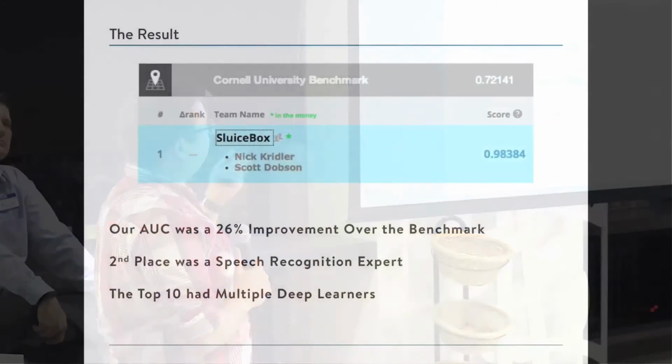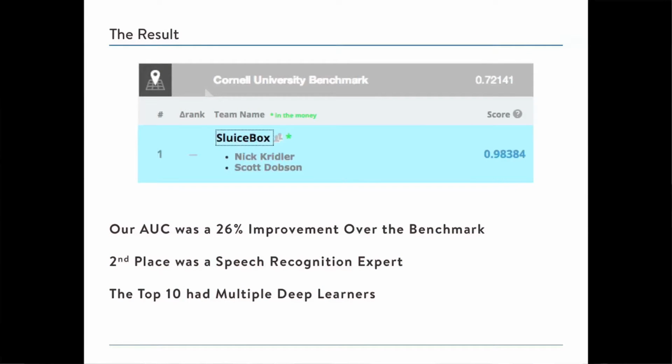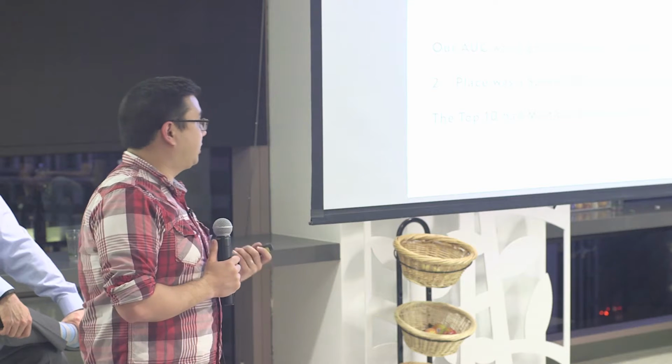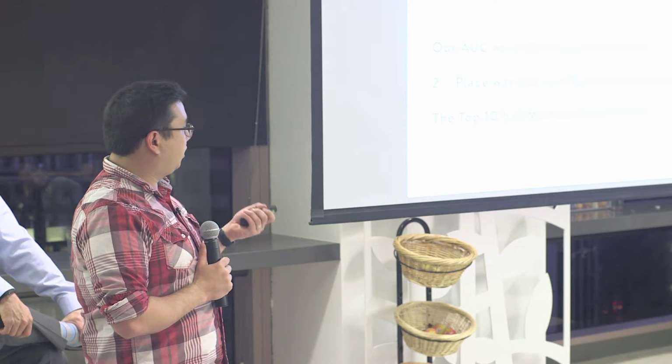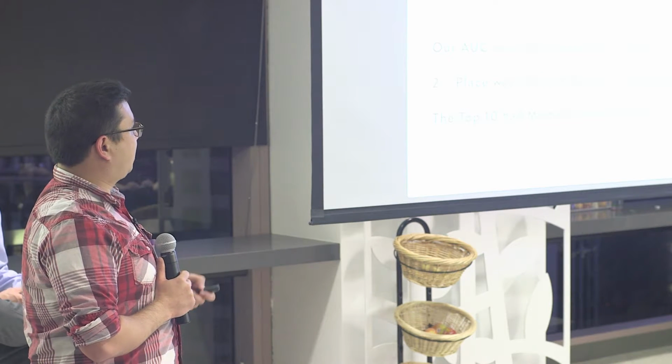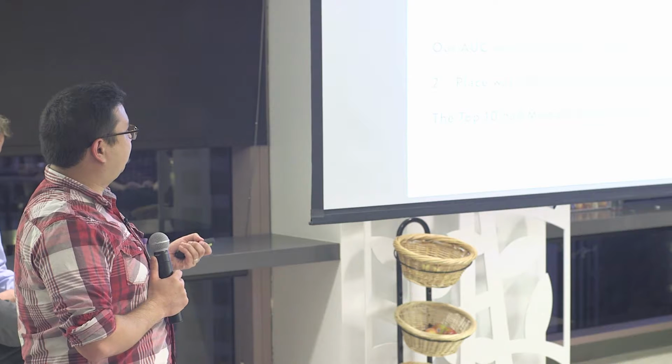And so the result of the competition, I won this competition with a friend of mine. Our AUC was 26 basis points over the benchmark, so we got 0.983, which was pretty close to perfect. And then in the follow-on, we got 0.993 because they released more data. And the second place was a speech recognition expert. The top 10 had multiple deep learners. There were some people who had pretty solid applicable experience, and then there were some people who were really good at tuning models. And so it turned out really well for us.